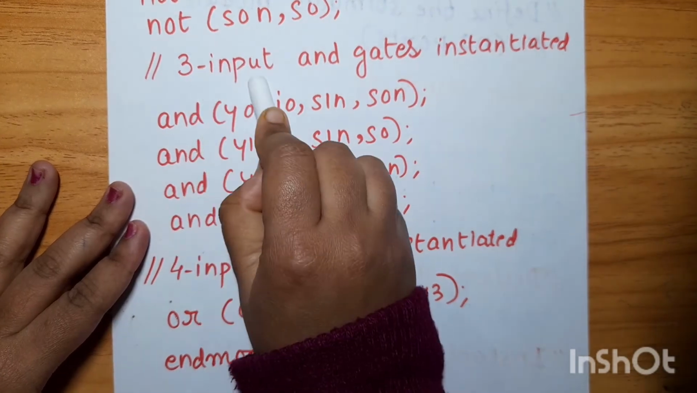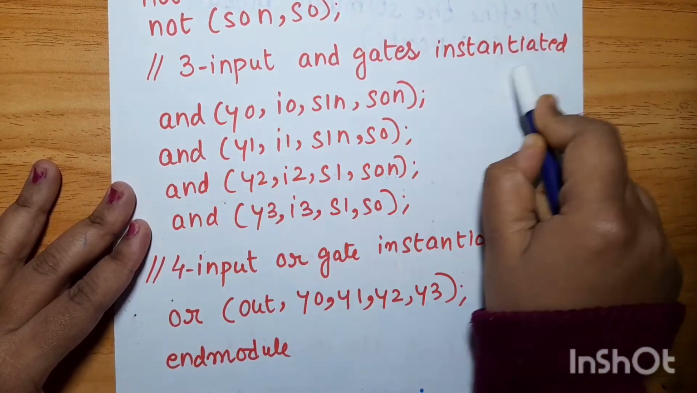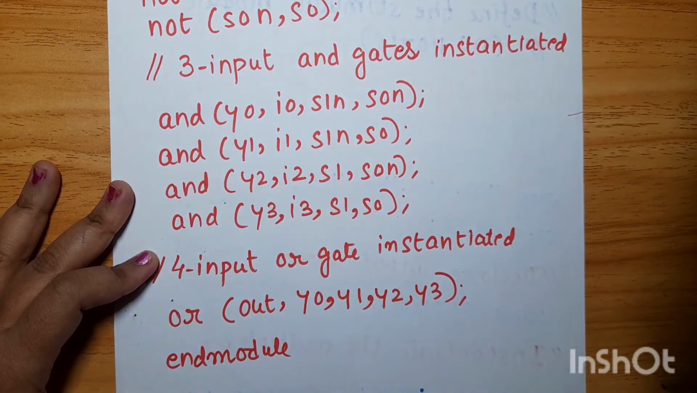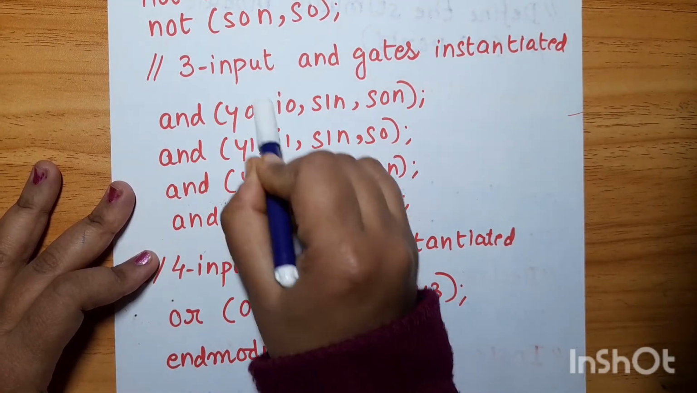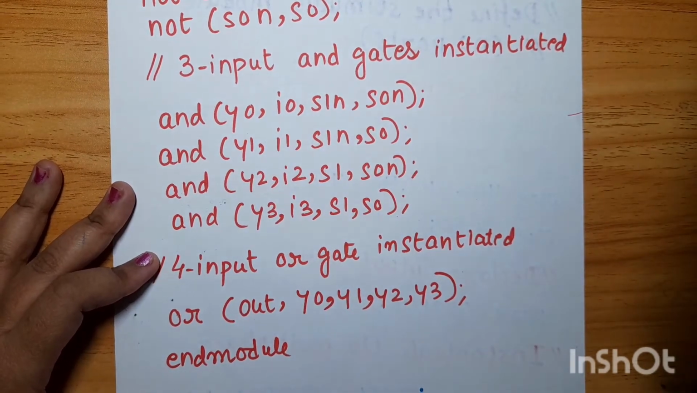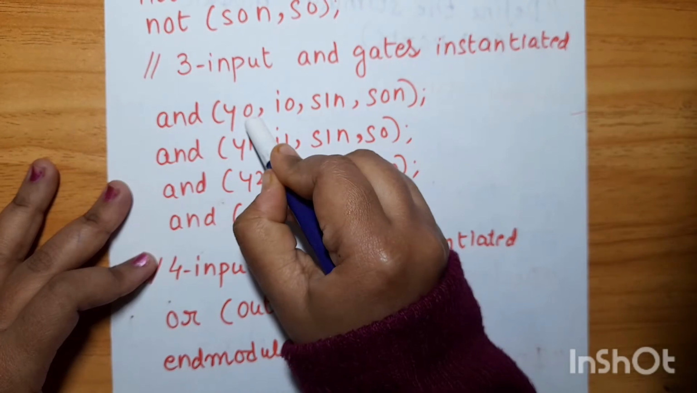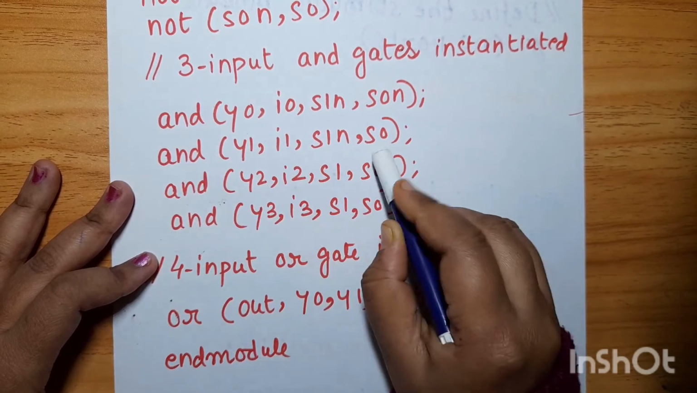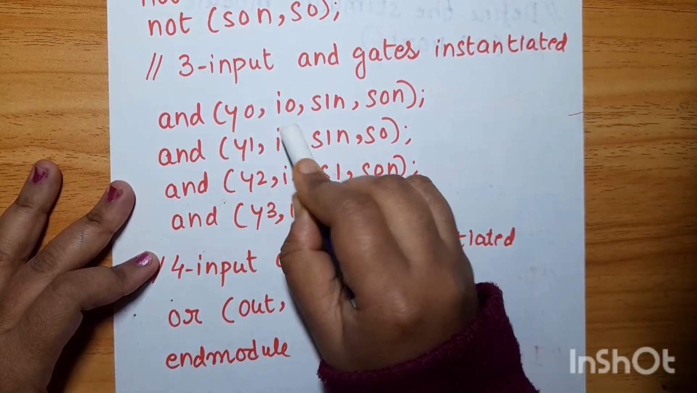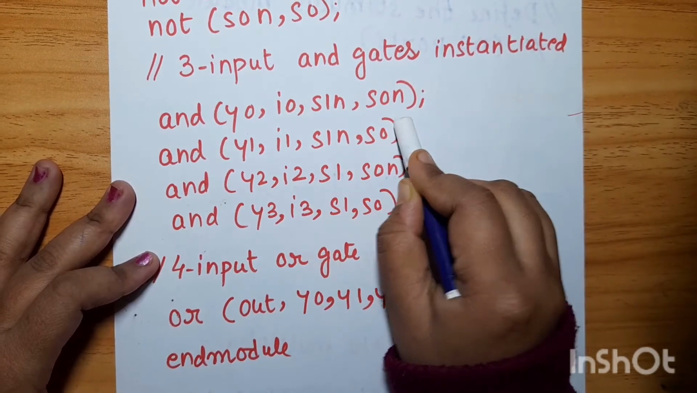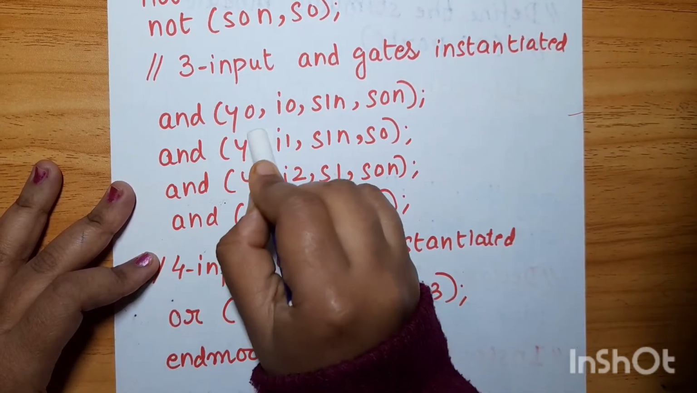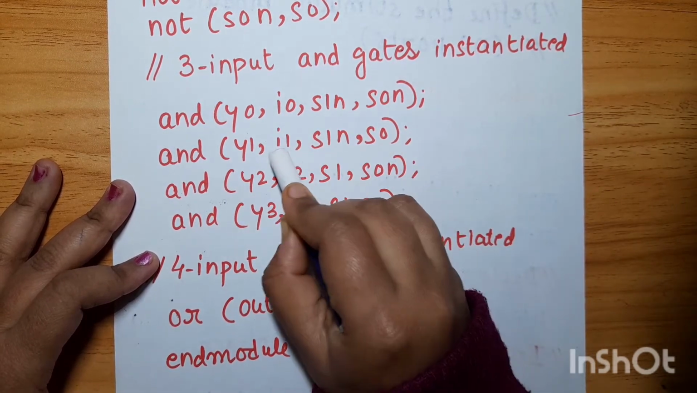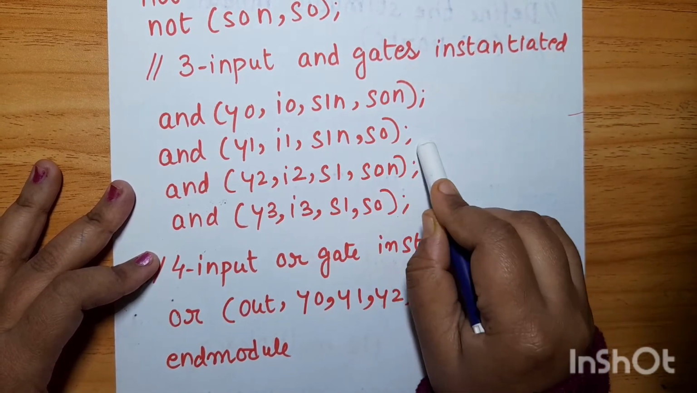Now 3 input AND gates are instantiated. You see here all the 3 input AND gates, and please note in all of them no instance name is provided and it is syntactically correct in Verilog. Y0, Y1, Y2, Y3 are all outputs. For the first AND, for which the output is Y0, the inputs are I0, S1N, S0N, semicolon. For the second AND gate, for which the output is Y1, the inputs are I1, S1N and S0, semicolon.